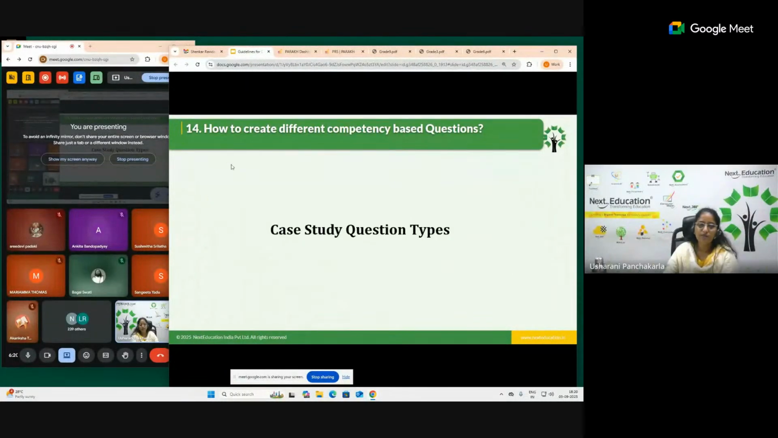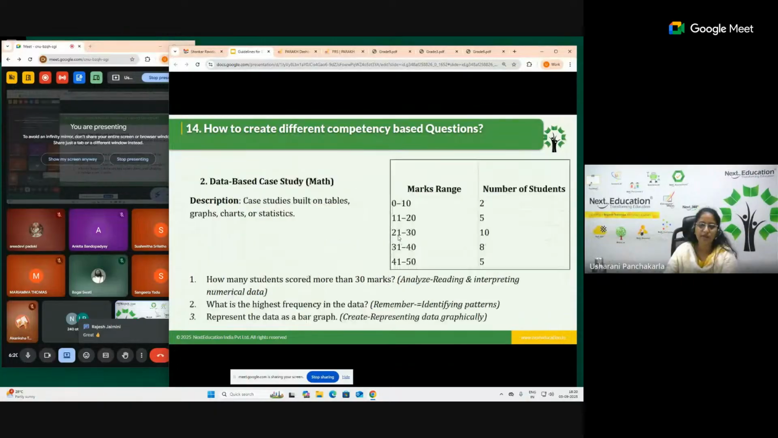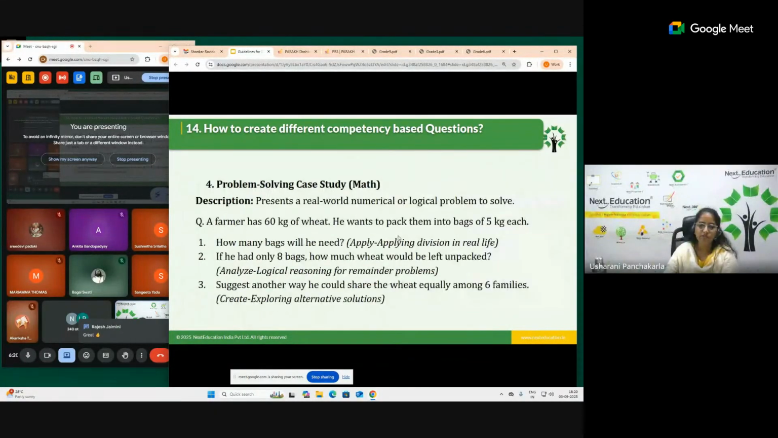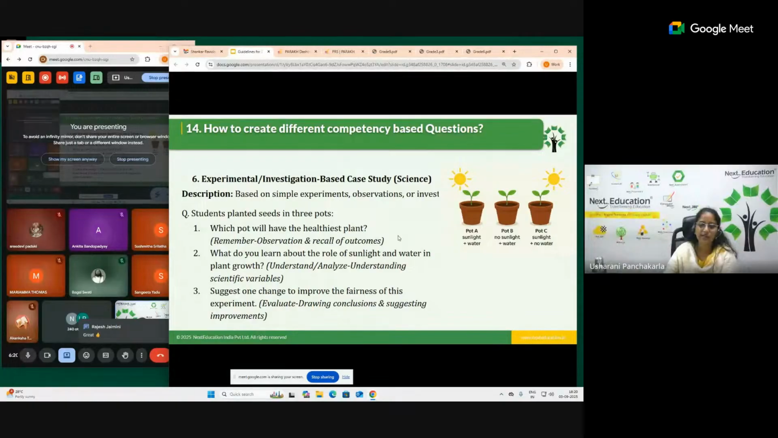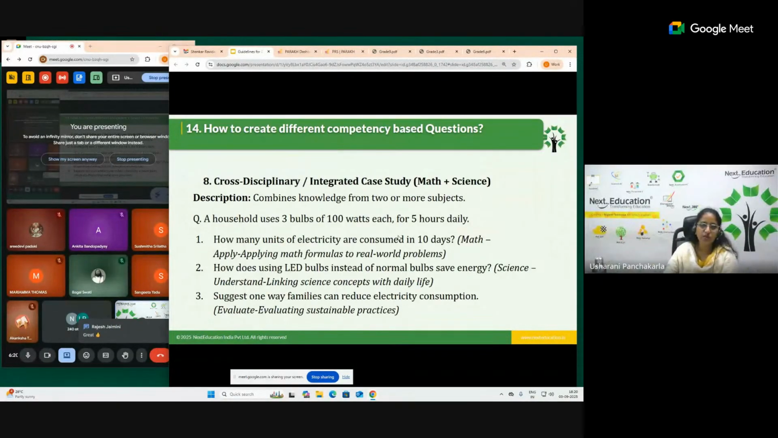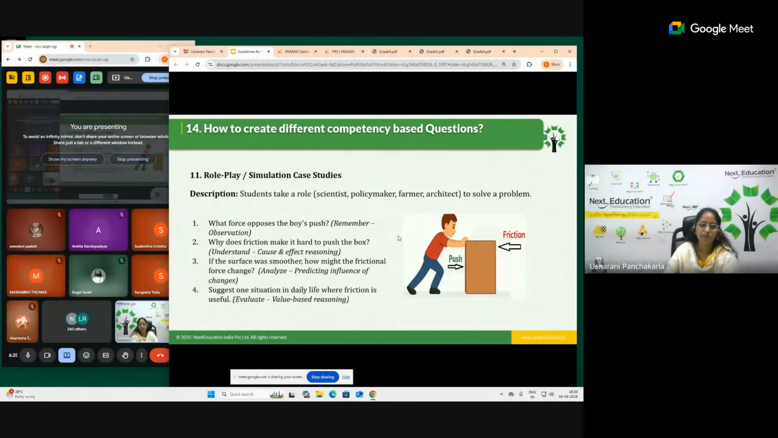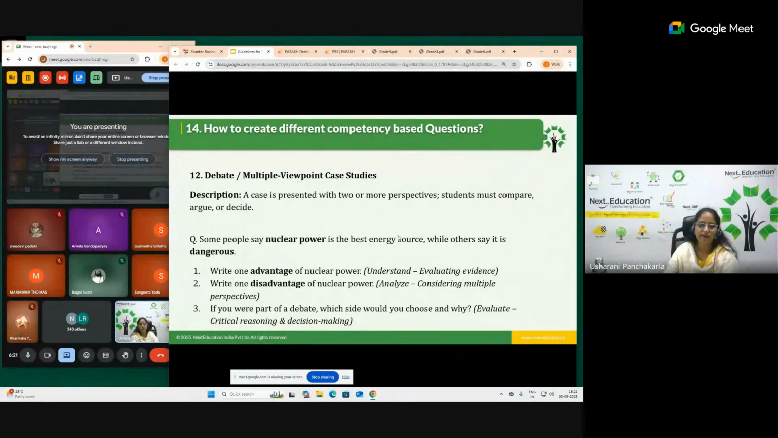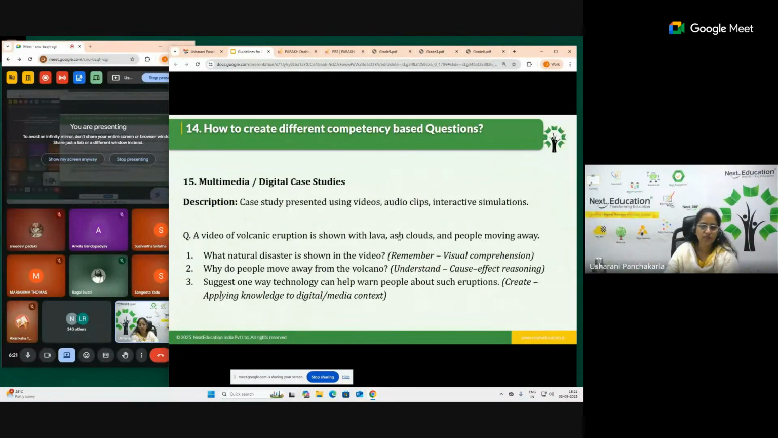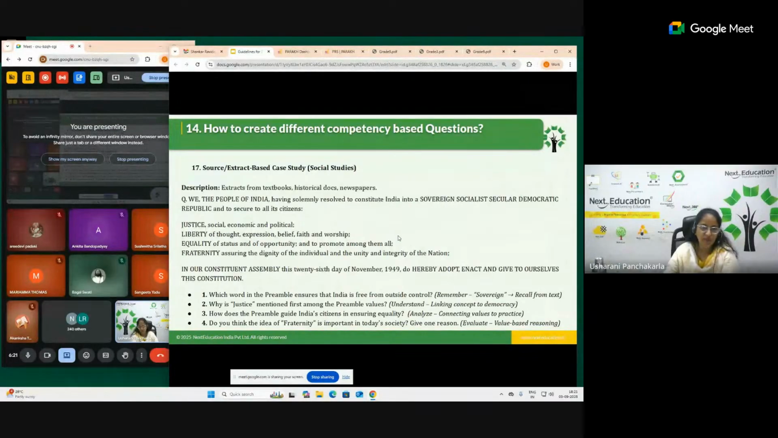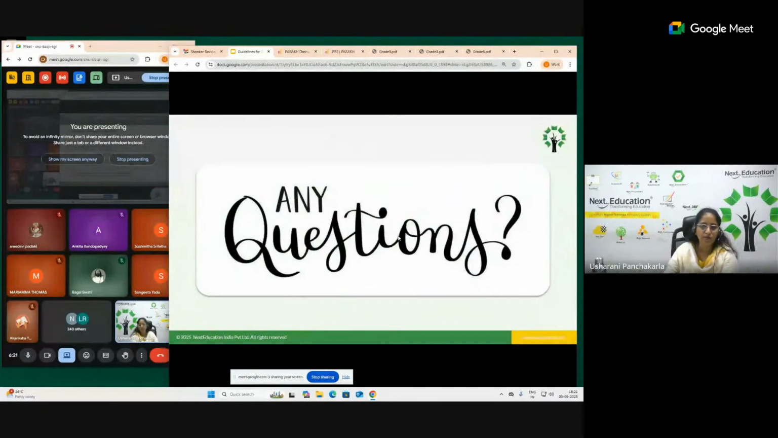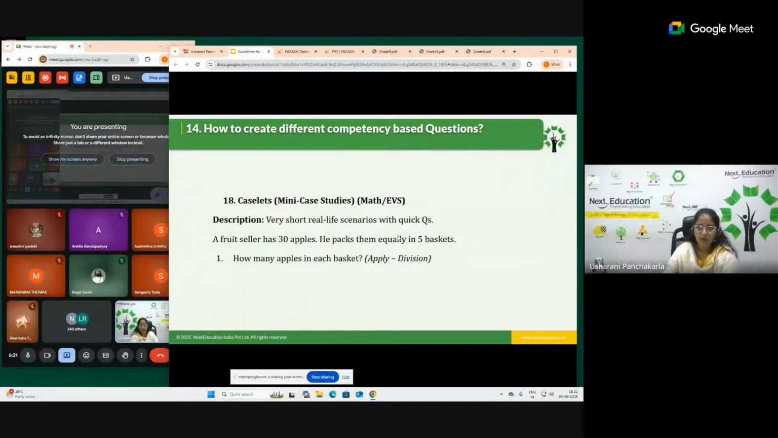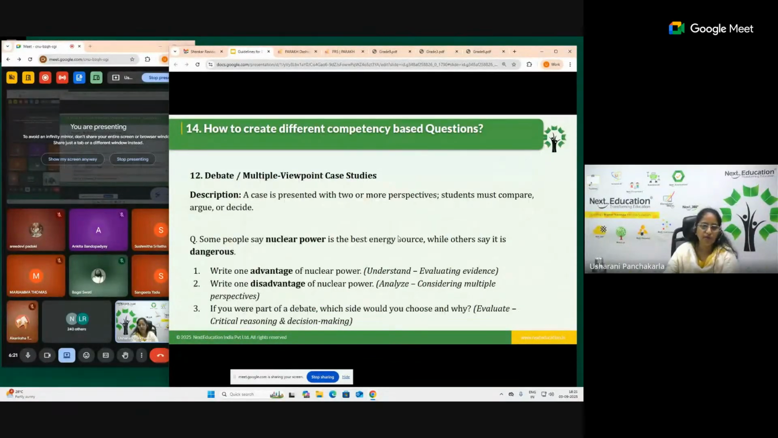These are the different patterns of competency-based questions given here: case study questions, textual narrative, database, image, problem solving, comparative, experimental investigation, situational, cross disciplinary, project, historical, role play, simulation based questions, debate or multiple viewpoint, local context, everything is there. We just want to educate you with respect to all the patterns of questions that you can give in your assignments or your assessments.